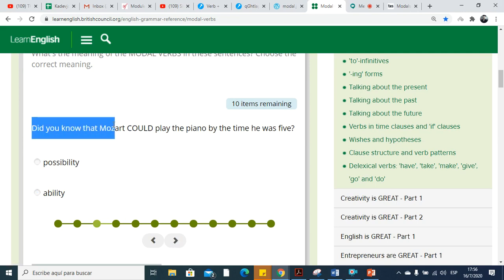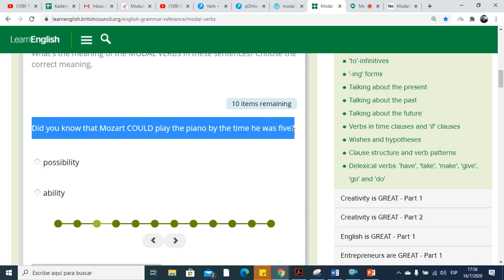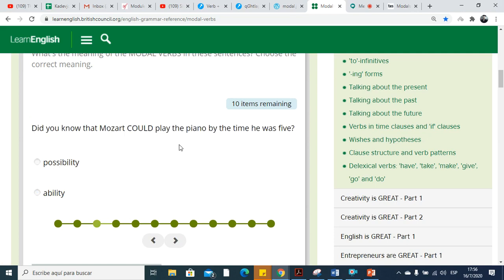Let's see this one. Did you know that Mozart could play the piano by the time he was 5? Daniel, is this ability or is this a possibility?